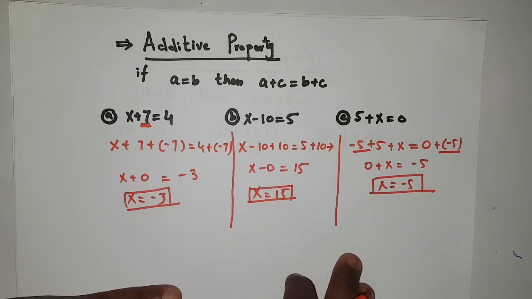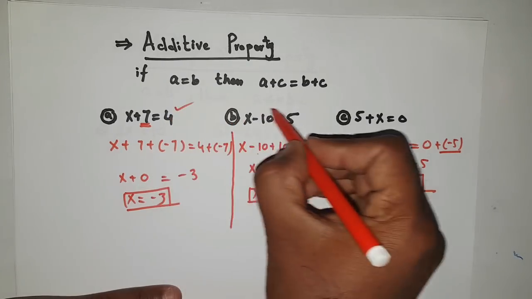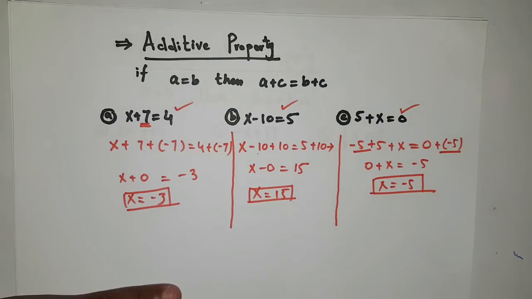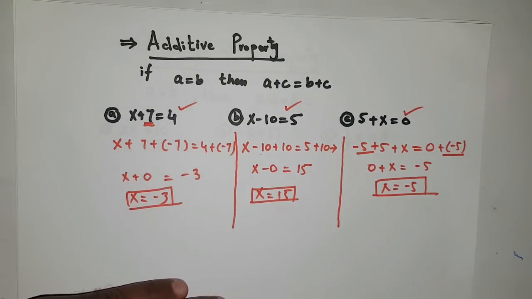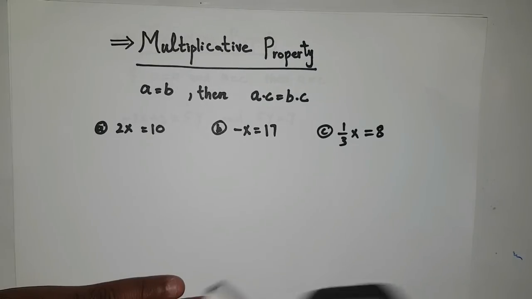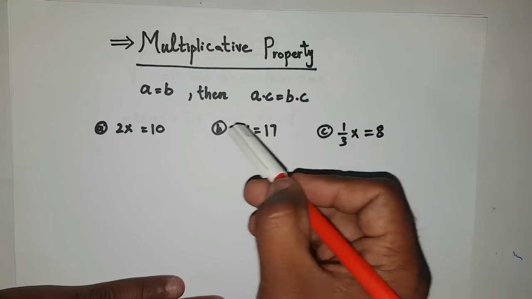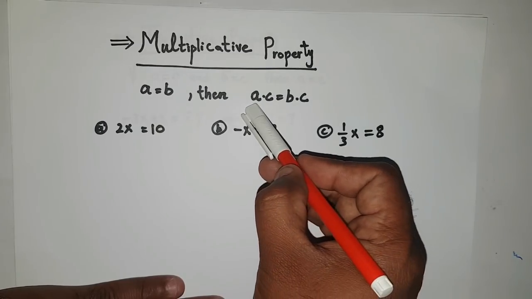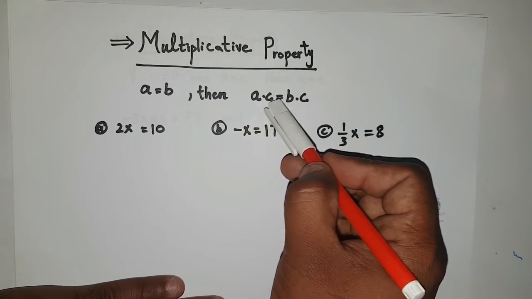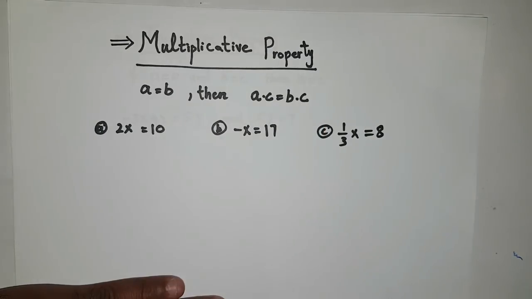So we can see how easily we have solved these three examples by the use of the additive property of equalities. The next one is the multiplicative property. This property says that if a is equal to b and we multiply both by a number c, then we can write it as a times c is equal to b times c. Let's solve some examples by using this property.